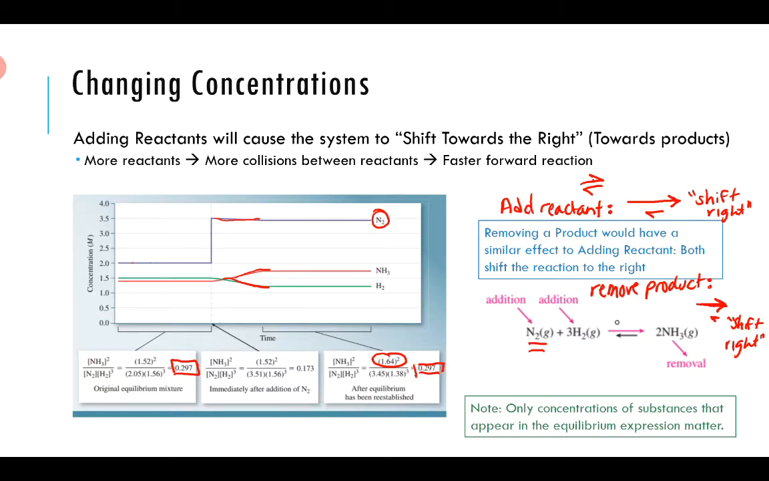If we wanted to shift left, we would do the exact opposite. We would add product and remove reactants, and then that would shift us left. An important note is that only concentrations of substances that appear in the equilibrium expression matter. That means that if I do something like adding helium or argon or something that doesn't matter to this reaction, it's not going to do anything.